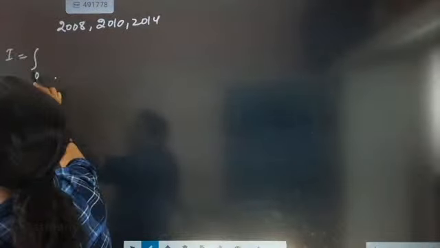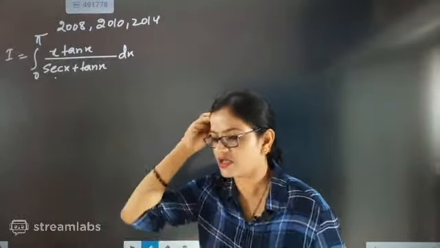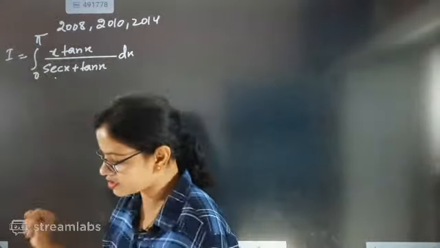So I equals integral from 0 to pi of x tan x by secant x plus tan x dx. Now try this question out. Secant x plus tan x dx. This time I want you to try this question out.